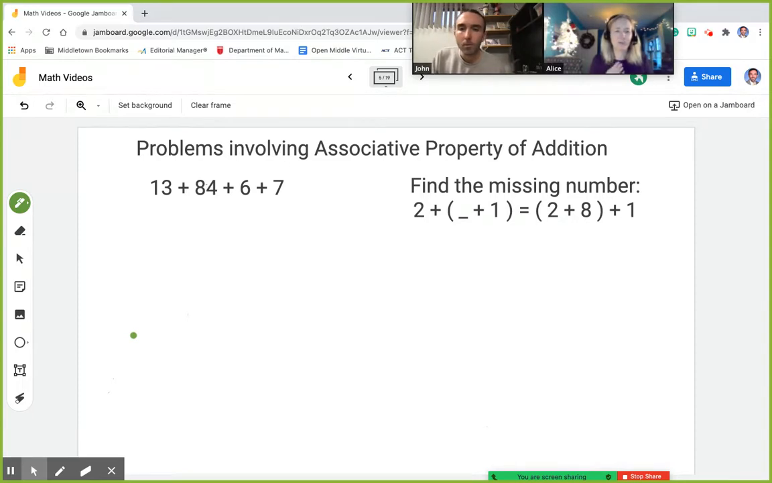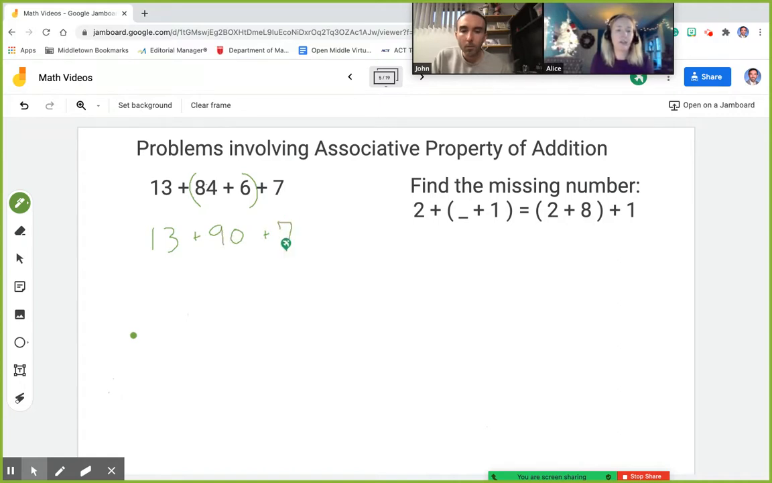Okay, so I'm going to tackle this problem on the left. 13 plus 84 plus 6 plus 7. So it's got 4 addends. 4 numbers are being added. And the first thing I notice is if we group the 84 and the 6, which we can do because addition is associative, 84 plus 6 goes to 90, which is very easy to do in your head. So I'm going to handle the parentheses first.